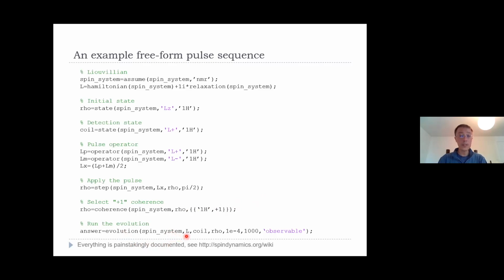Evolution of the spin system under this Liouvillian L, with detection on that coil state from the initial condition that came out of our pulse and the coherence filter, with a time step of 0.1 millisecond for 1,000 steps, and return the observable corresponding to this coil, write it to a MATLAB variable called answer. So you can see it's just a programming language. It's a magnetic resonance programming language.